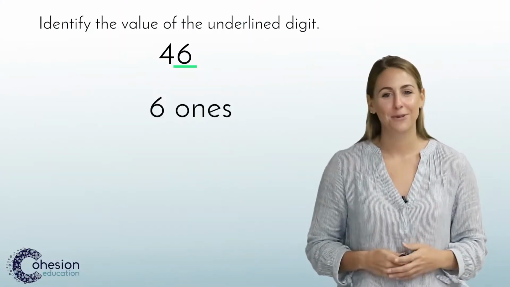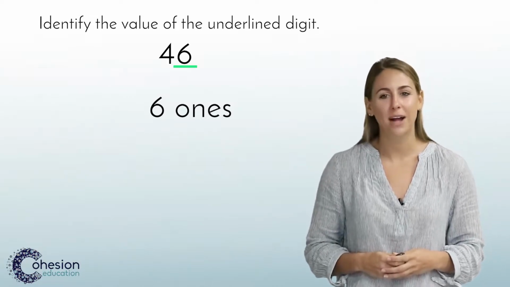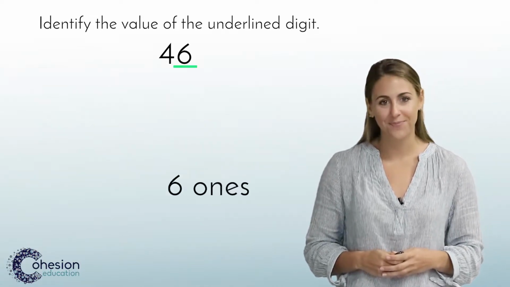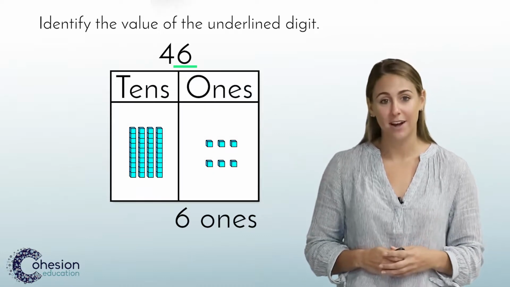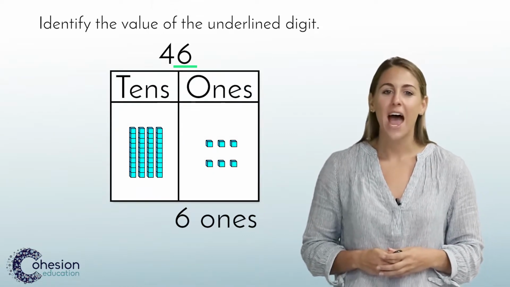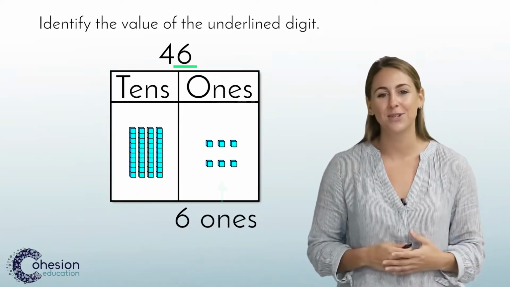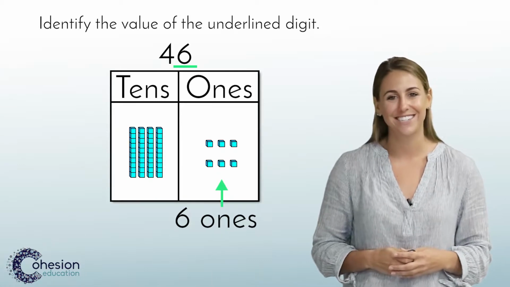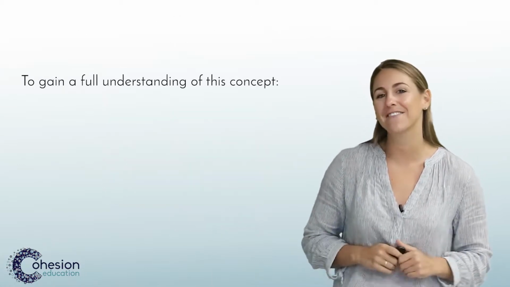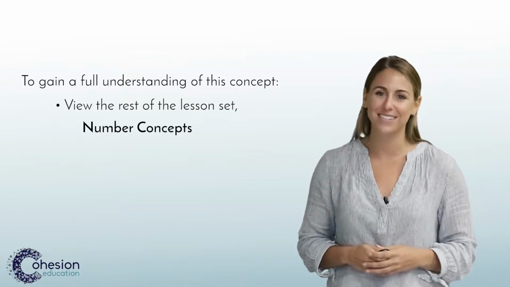If students are fluent with identifying the value of the digit using the visuals, have students practice without the place value model. If students are struggling with this concept, use manipulatives to give them a concrete example. Have students first build the model for the whole number, then begin to identify the value of the underlined digit. To gain a full understanding of this concept, visit the lesson page to view the rest of the number concepts set of lessons.